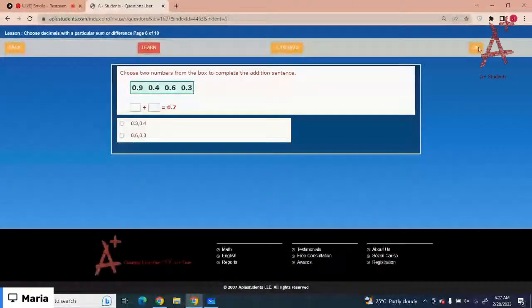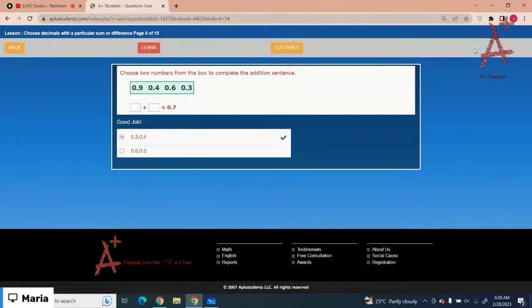Okay, choose the two numbers from the box to complete the addition sentence. Dash and dash equals dash plus dash equals 0.7. So which is the correct option? 0.3 plus 0.4 equals 0.7. Option number 1 is the correct option. Got it. 0.3 plus 0.4 makes 0.7.